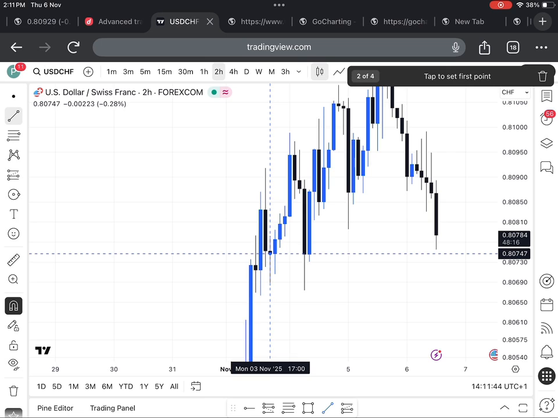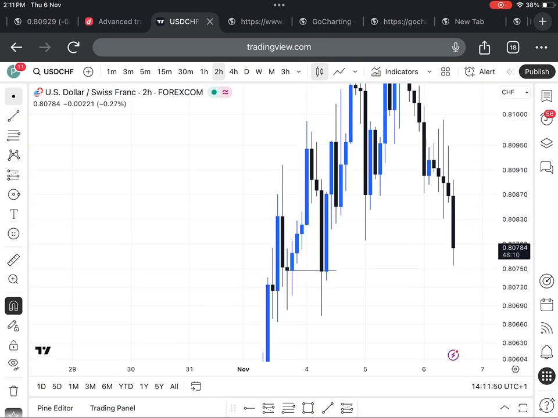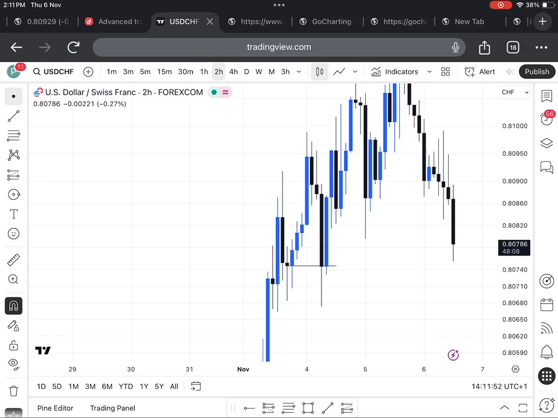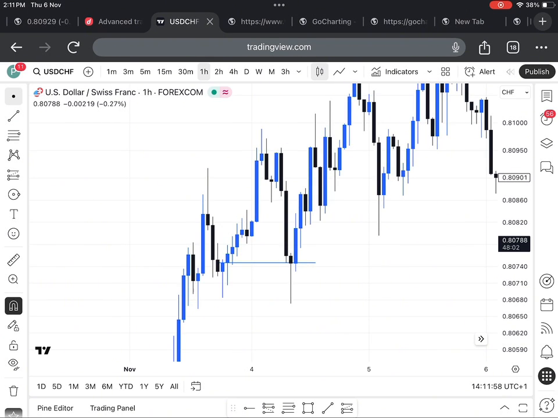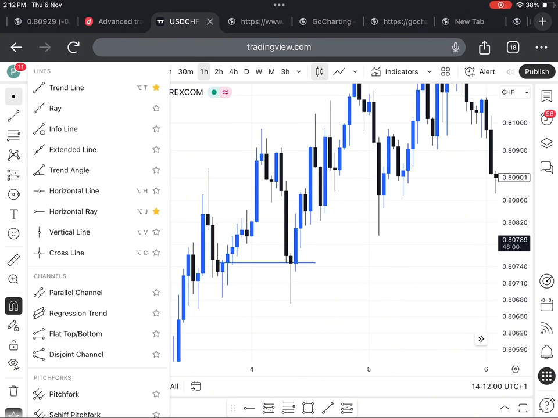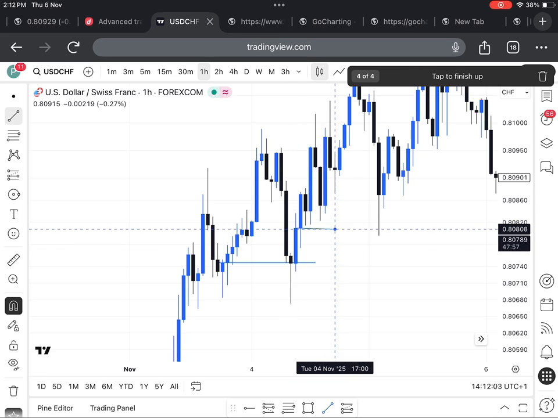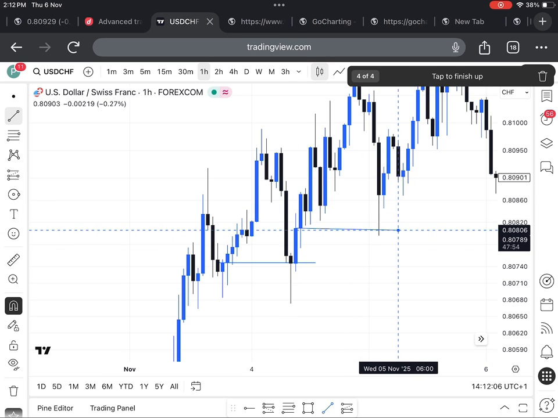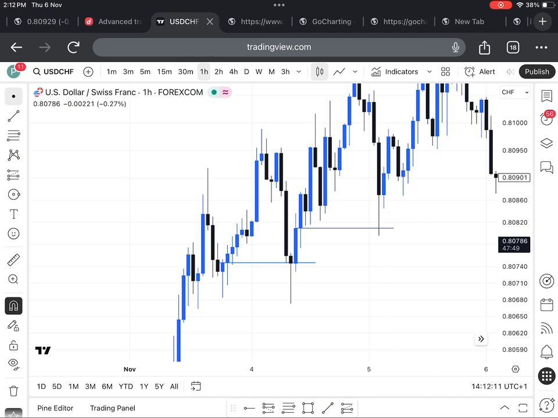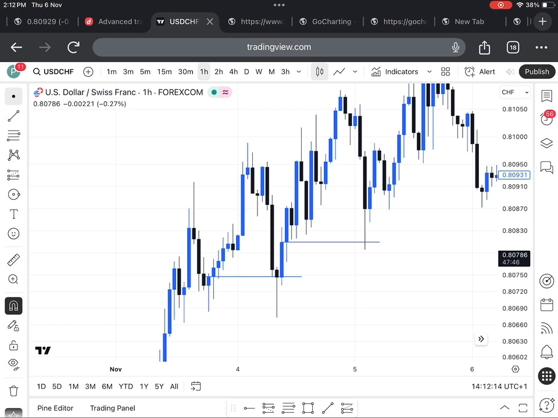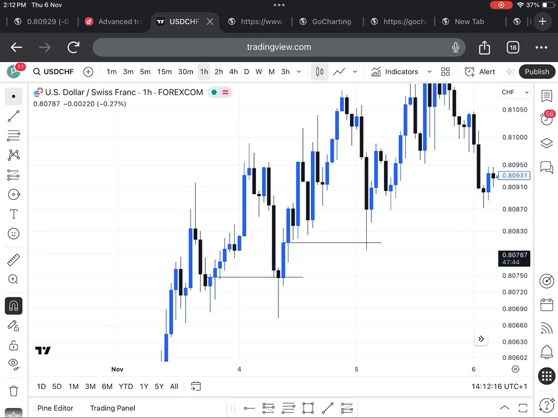You can see that price is respecting the key level here, the key level that is holding price on the 2 hours. Let me go to the 1 hour. Price has been going up, and I can see that price pulled back to a key level here, this open close, on the 1 hour. So I can easily go to 30 minutes or 15 minutes to identify my break of structure.